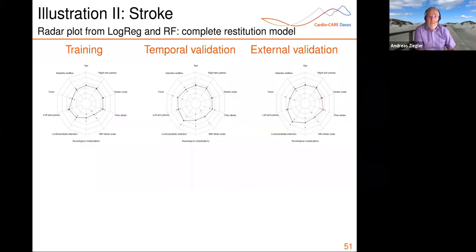This is the plot as before. We don't need to look into this in some detail. What you can see here is, for the complete restitution model, the fits from the logistic regression. The pattern is very similar, so you don't see a big change in this kind of circular or net structure over here.